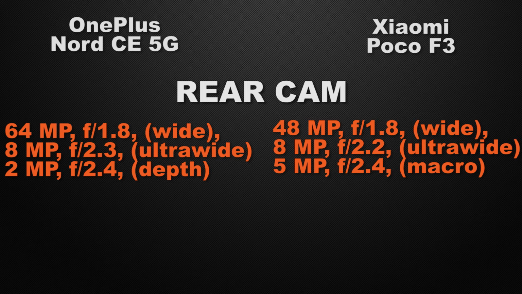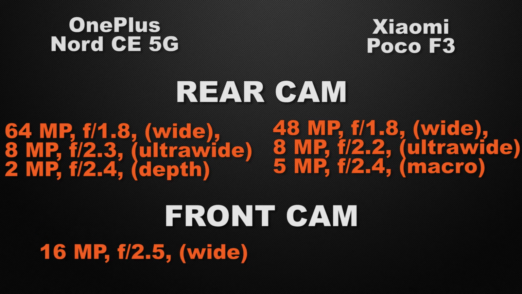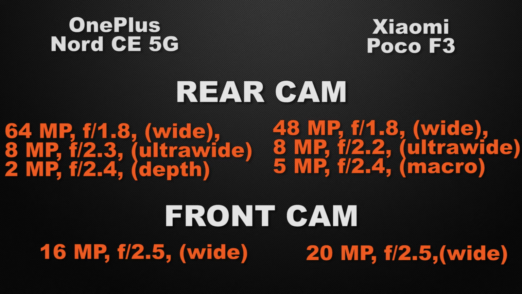So the winner here is Nord because it has a 64 megapixel wide camera which can take high resolution photos. And about the front camera of the devices, Nord has a 16 megapixel wide camera whereas F3 has a 20 megapixel wide camera. So the winner here is F3 because it has a 20 megapixel wide camera.